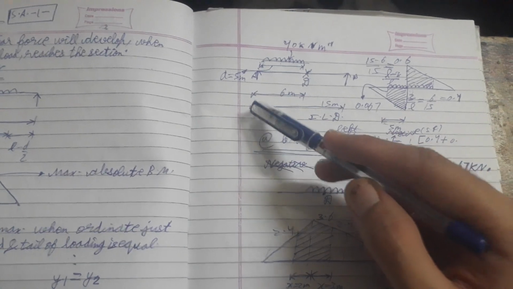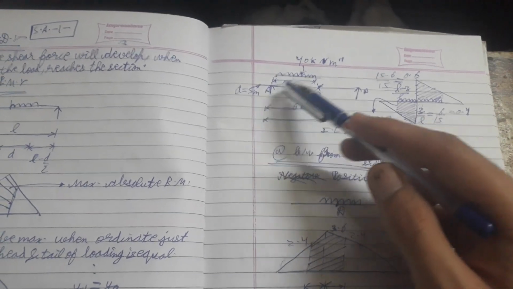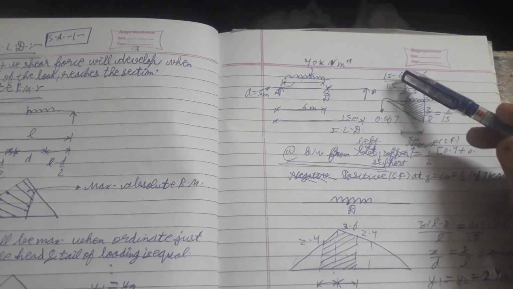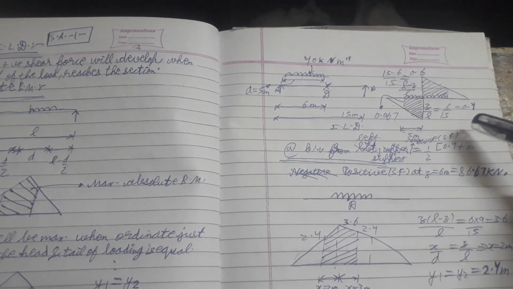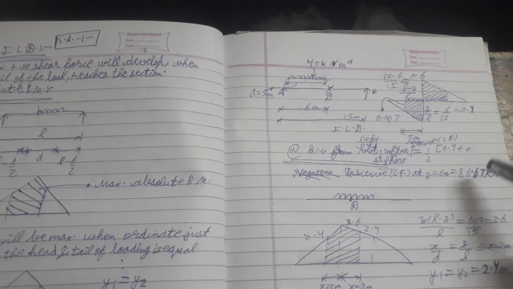AB, and AD is 6 meter. This is 15 meter. Here D is equal to 5 meter. This is 40 kN per meter. Then 15 minus 6 by 15 is equal to 0.6. Then Z by L is equal to 6 by 15 is equal to 0.4.